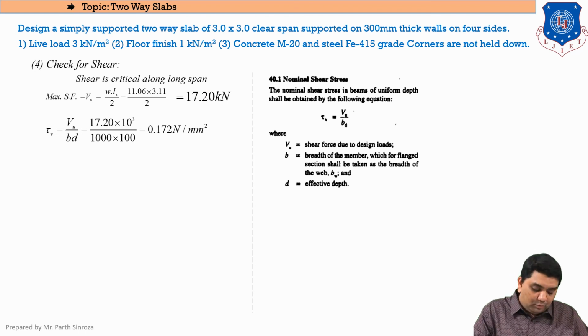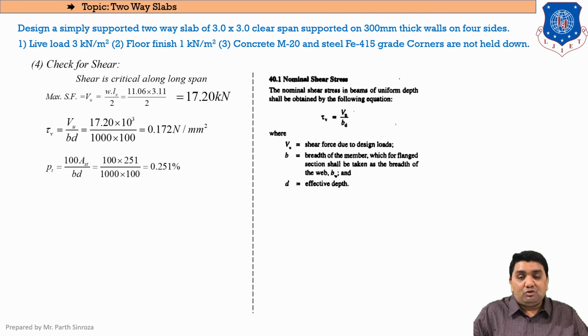In the fourth check, we always need to show that tau v is less than tau c dash. Clear? Now the second step will be to find tau c, but for that we first need to find the value of pt. So pt is 100 Ast by bd. Ast again we substitute for the longer span, that is Ly. That comes out to be 0.251 percent. And now from the value of pt, we will find the value of tau c from the table on page number 73 of your code. If you are not getting an exact value, then do interpolation to get the accurate answer. Tau c comes out to be 0.36 Newton per mm square. So tau c is completed.